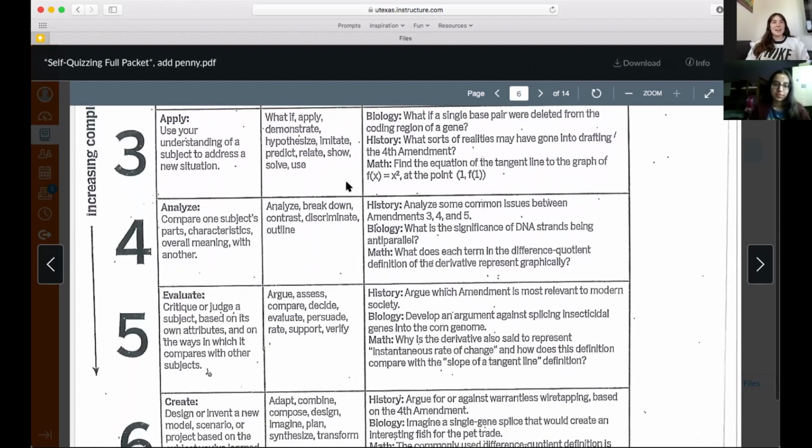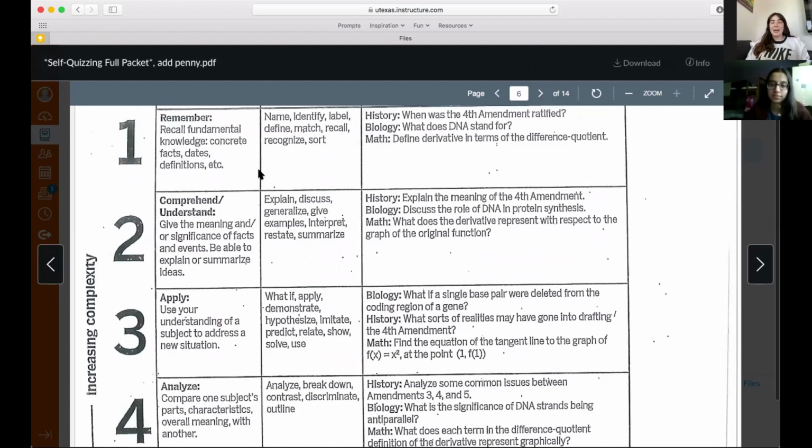Brilliant. So now go ahead and read me this description to level 3. Use your understanding of a subject to address a new situation. Brilliant. And go ahead and read those words that give that away. What if, apply, demonstrate, hypothesize, imitate, predict, relate, show, solve, use. Brilliant. So this is the crux of what you will find on a college level exam. What we have found is that 60 to 80% of questions on college level exams fall between level 2 and level 3.